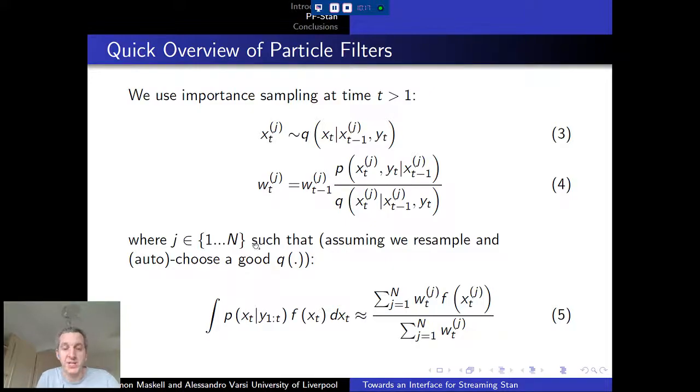And then we can estimate quantities of interest as essentially a weighted sum of some function that we're interested in calculating the expectation of for x_t superscript j. And we can do that so long as we can resample and choose a good Q, both of which essentially will happen under the hood. So from a user's perspective, you don't need to worry about that. We do, and we have for several years. We'll just make it so that that's something you can use.